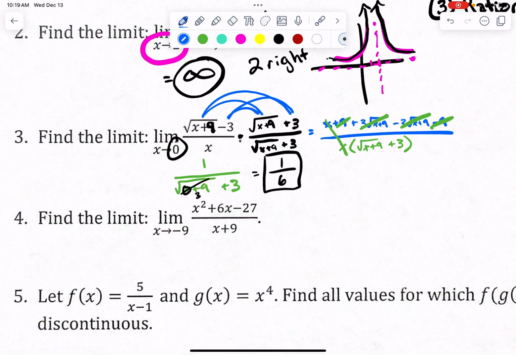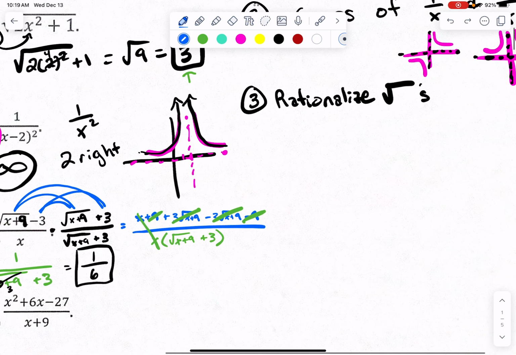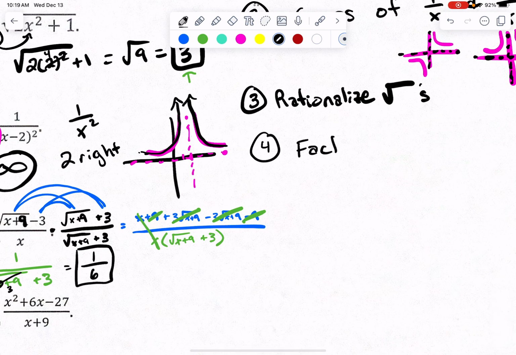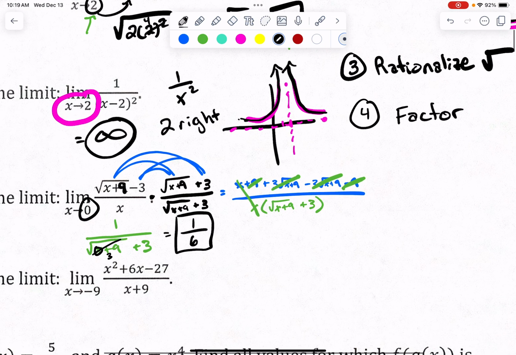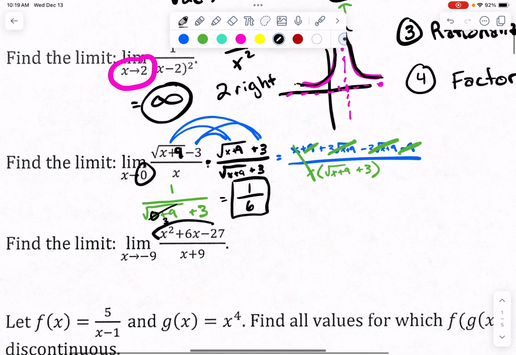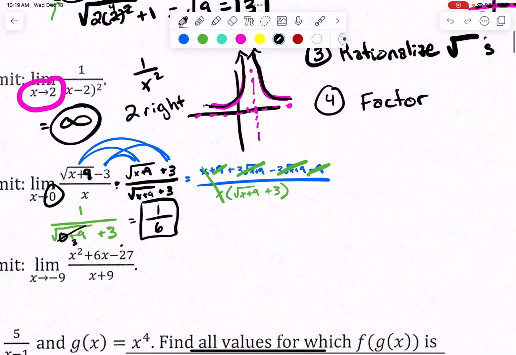We are doing number 4. If I try to plug negative 9 in here, I will get 0 on the bottom, so that's bad. This one is going to be a scenario when I'm trying to factor. So strategy number 4, we're going to factor this guy down and break him down because he's a polynomial. Like on the top, he's a simple trinomial. I'm going to try to factor him and see if something cancels out.